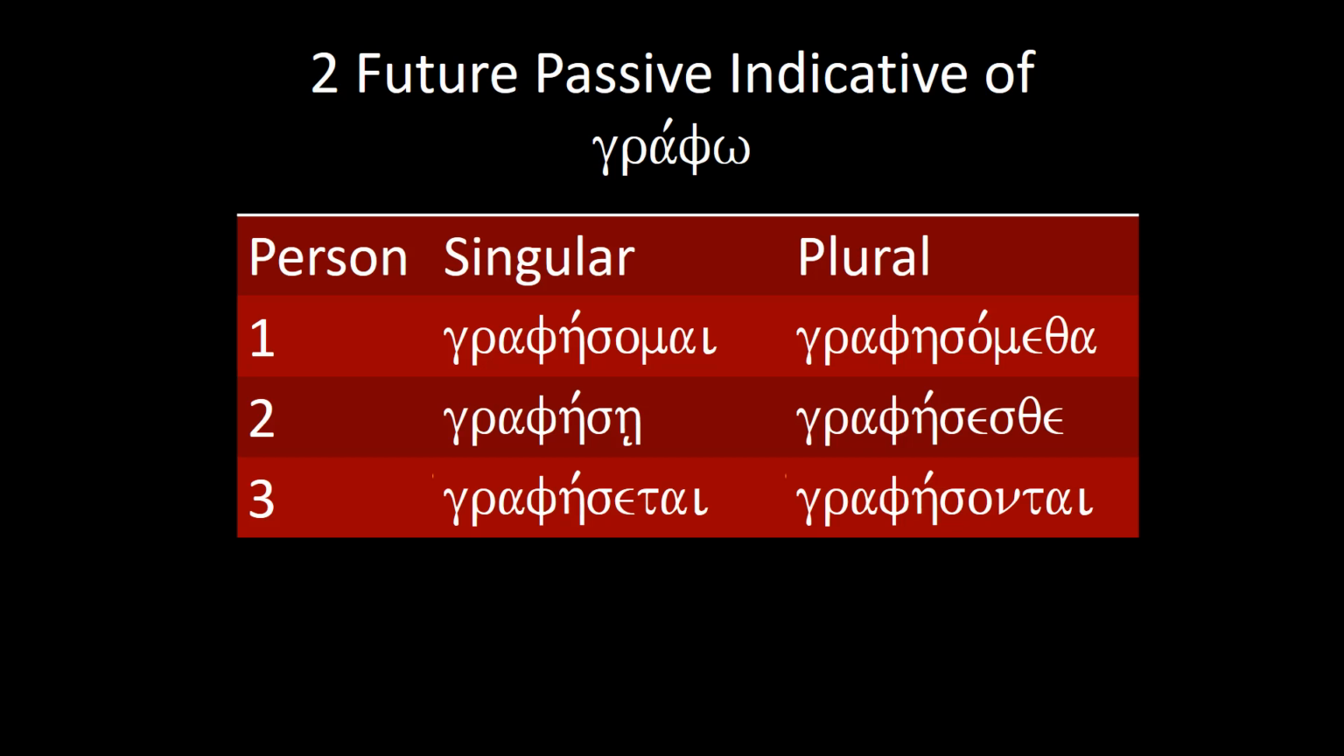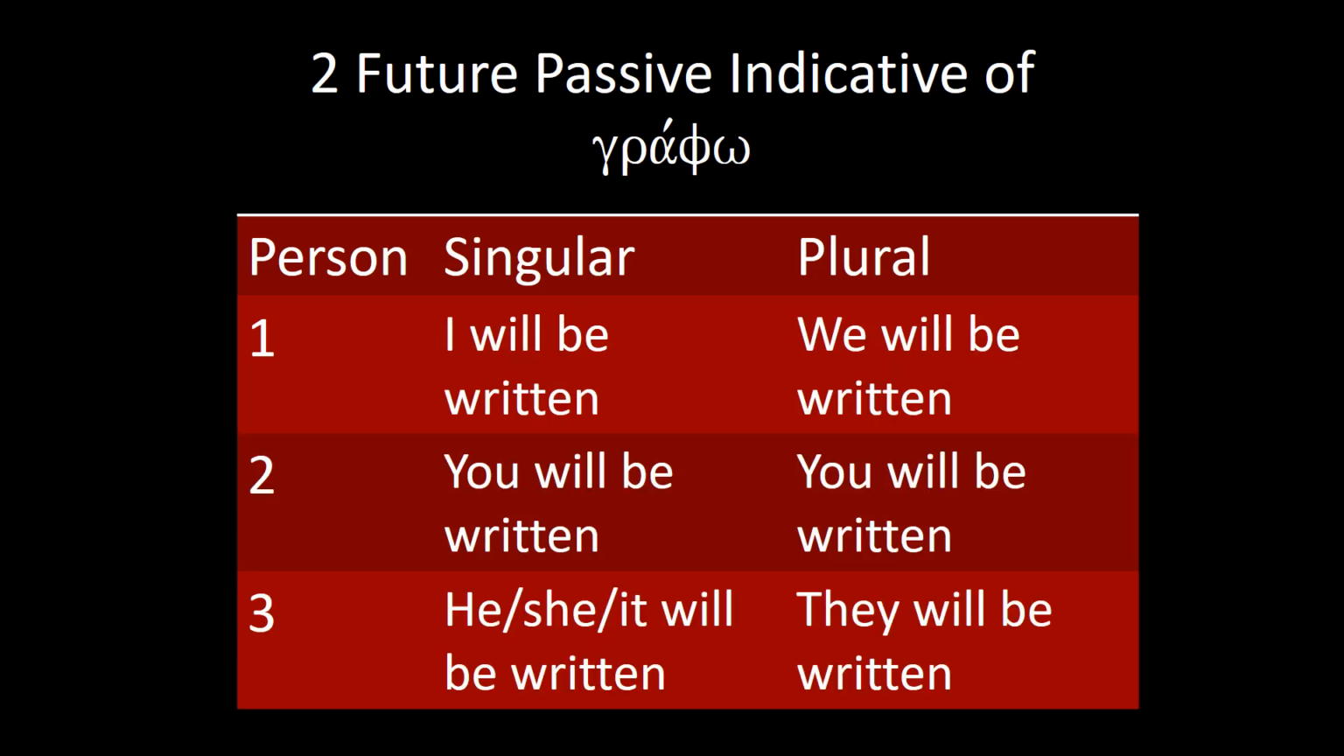Graphesomai, graphese, graphesetai, graphesometha, graphesesthe, graphesontai. So there's no theta right before the eta, it's just eta. And then you still have the sigma, which is characteristic of the future tense. Translates the same way a future passive does. I will be written, you will be written, he will be written, and so forth.